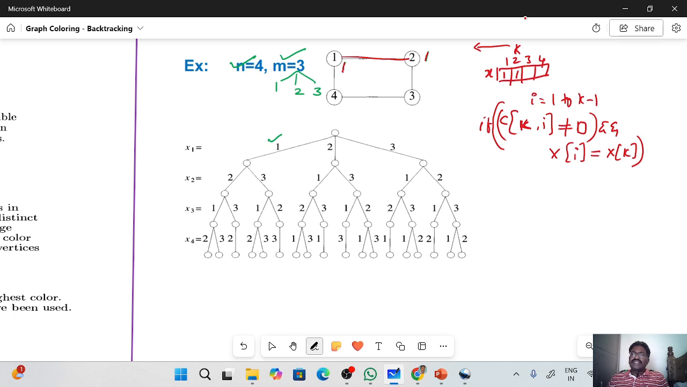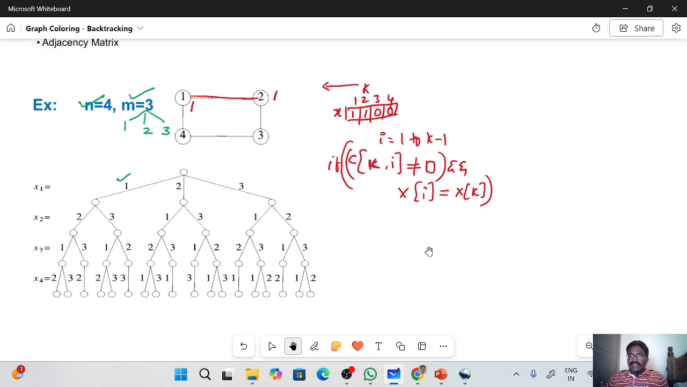So if it is not possible, then I go for the next color. When I go for the next color, I initialize my solution vector label as 0. Initially all are 0. Now, I am particularly talking about x of 2. What is the initial x of 2 value? 0. So then I go for 1. If 1 is not possible, then go for 2. If 2 is not possible, then go for 3. If 3 is not possible, can I go for 4? No, because I have only 3 colors.